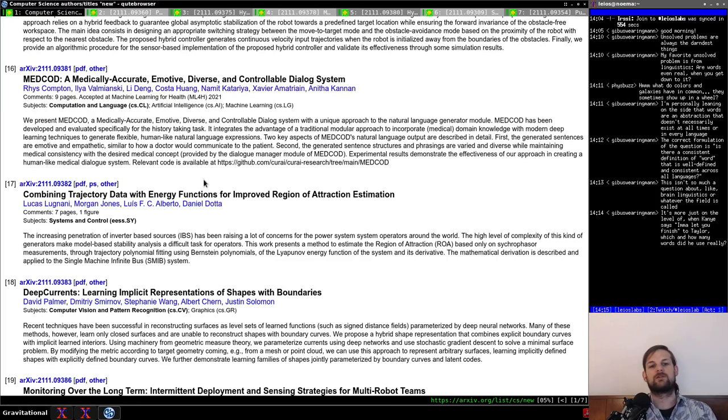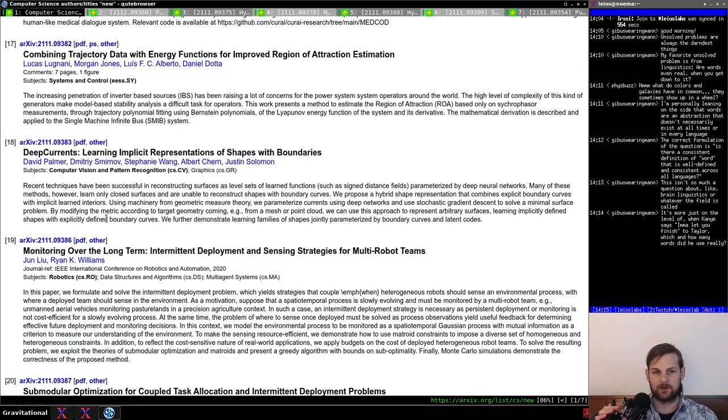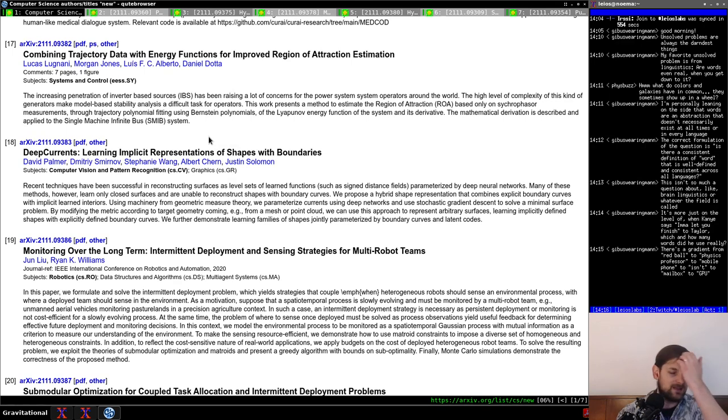MedCaDa, a medically accurate, emotive, diverse, and controllable dialogue system. Okay, could be interesting for certain groups. Combining trajectory data with energy functions for improving region of attraction estimation. So when they talk about attraction estimation, I think they're again talking about PID controllers and stuff like that. Deep currents, learning implicit representations of shapes with boundaries. Okay, now here's the thing. There is one of those problems that I keep coming back to, literally all the time. And that problem is convex hull optimization, like figuring out the optimal boundary for a set of points. It's one of those problems that I always find myself coming back to for some reason or another.